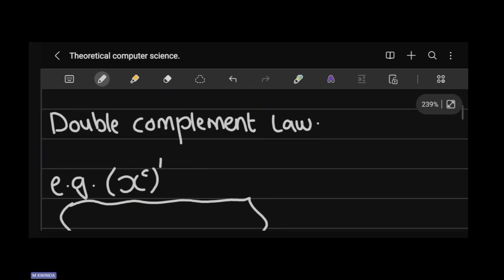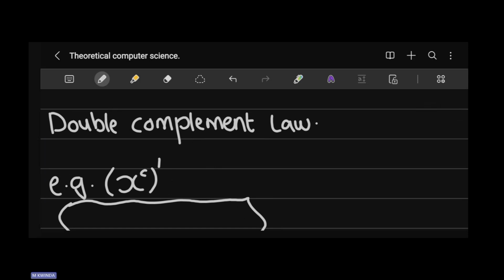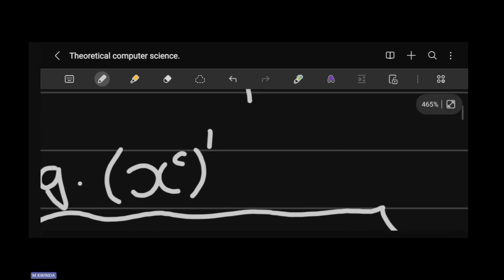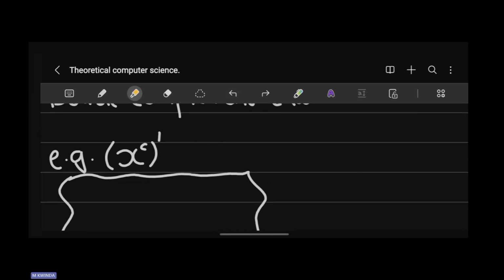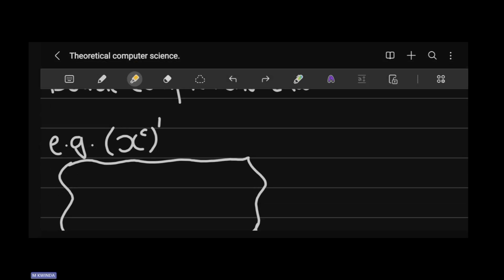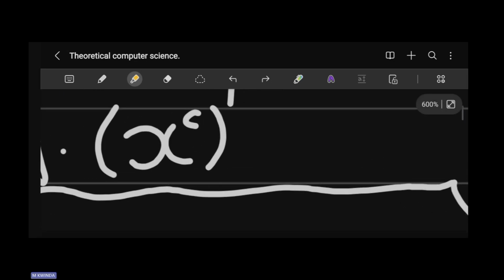And now we're going to prove the double complement law. Does anyone want to explain what basically this would mean? And then I'll explain further. What do you think we should do with this? I don't know. Okay, so this basically means take everything that's not in X, right? So we have an X complement. Look at this.